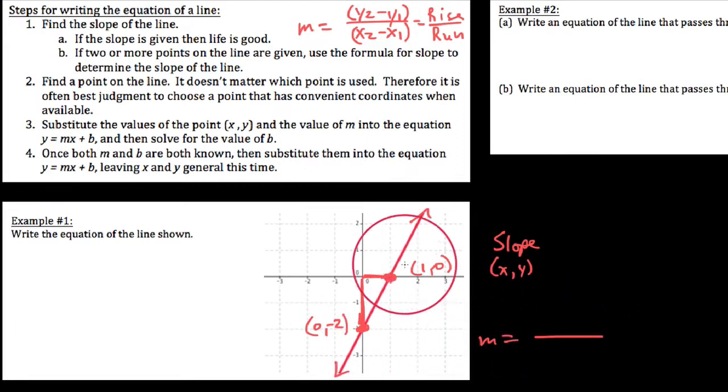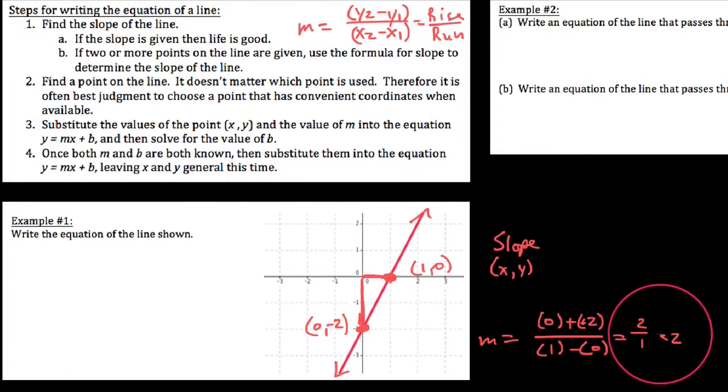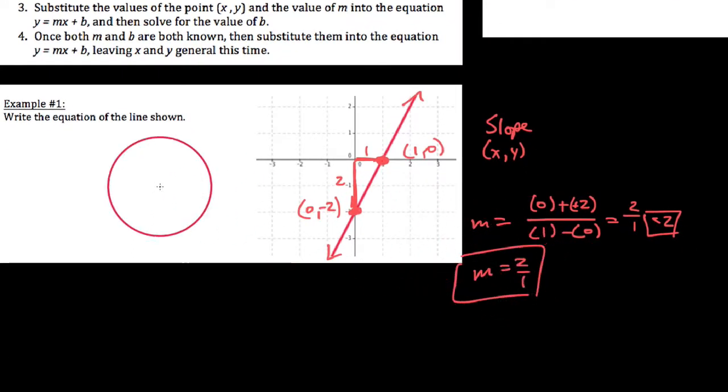We'd say y2 minus y1. So on top we get 0 minus y1, which is negative 2. And then x2, which is 1, minus x1, which is 0. And so we get 0 plus a positive 2, which is 2, over 1 minus 0, which is 1. So we get a slope of 2. And of course, we could have just looked at this and said it rises 2, runs 1. So another way to have judged the slope here is 2 over 1. Okay, it's entirely up to you.